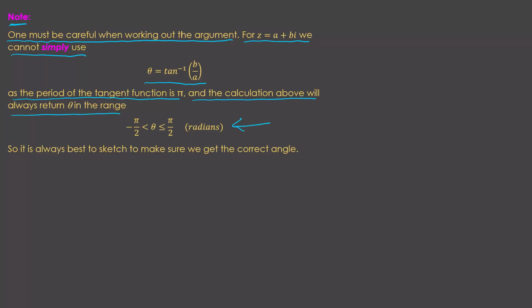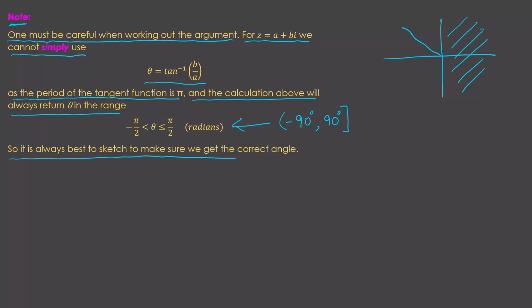pi by 2 to pi by 2, or if you're in degrees, that's negative 90 up to 90. In other words, we'll always get an angle returned that's on this side of our diagram, but our complex number might be over here. So it's always best to sketch to make sure we get the correct angle, which we did see in the last example. But let's just take an example here.